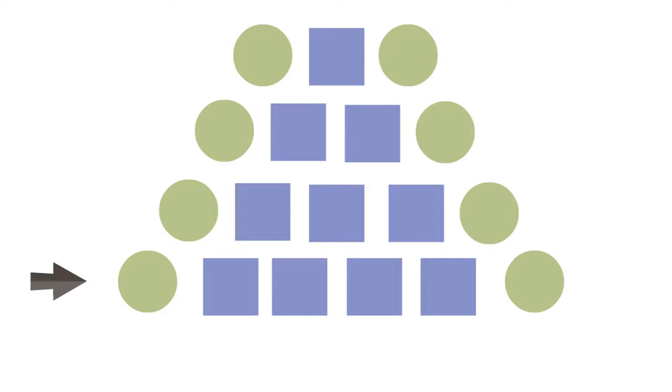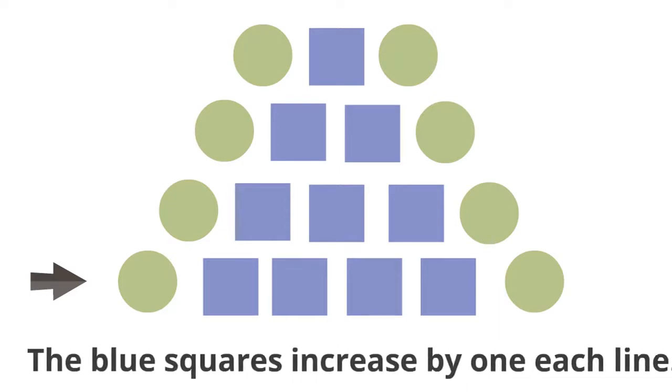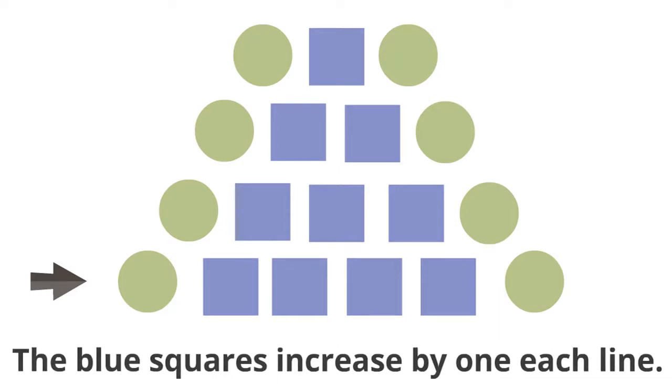How can we know that? Well, the blue squares increase by 1 each line. The blue squares in between the green circles keep growing by 1 every line. That's how this pattern works. Great job.